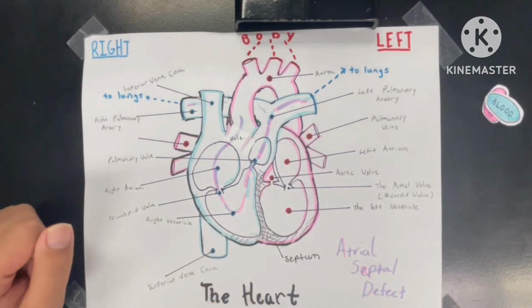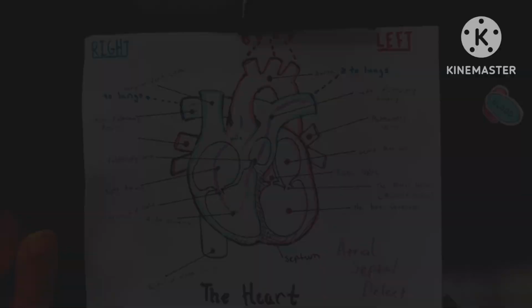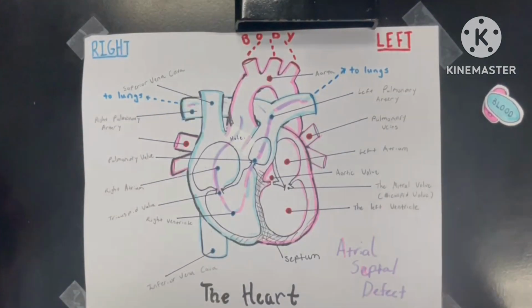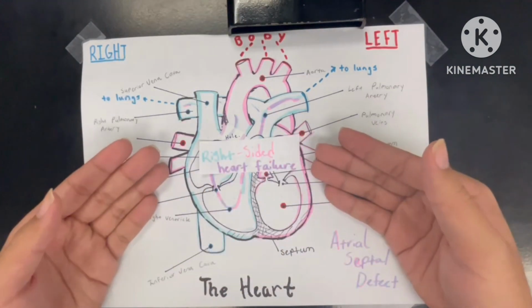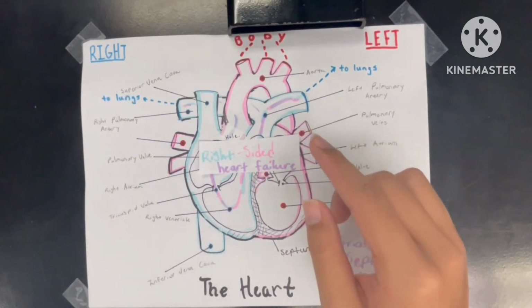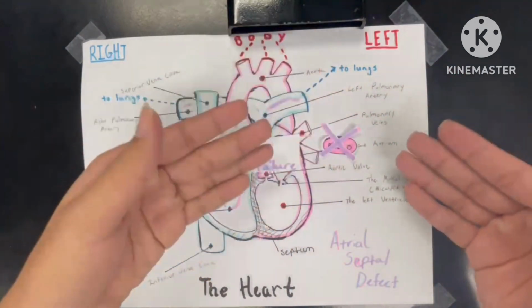If severe and untreated, what will happen to the right side of your heart? It will expand and weaken, causing the heart to work harder to pump blood, potentially leading to right-sided heart failure, where the heart does not pump enough blood to the lungs.